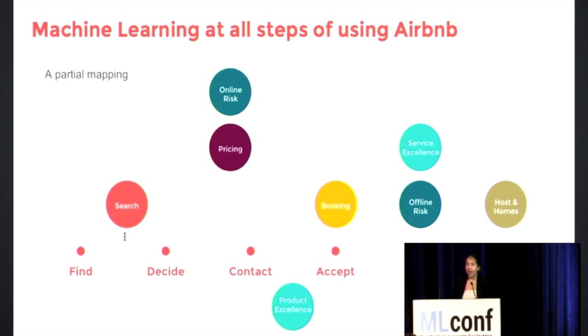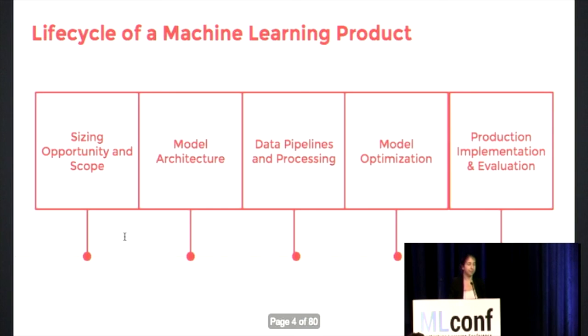We use machine learning at all steps in the booking process at Airbnb. So this is a timeline of you start off and you're looking for a place, then you decide maybe that one looks good, you send a contact, you might get an acceptance, and then you go on your trip. And at the end of your trip, you're asked to leave a review. And so this is a screenshot of some of the different points and teams where we're using machine learning. So you can see that it's many, and this is just a partial mapping.